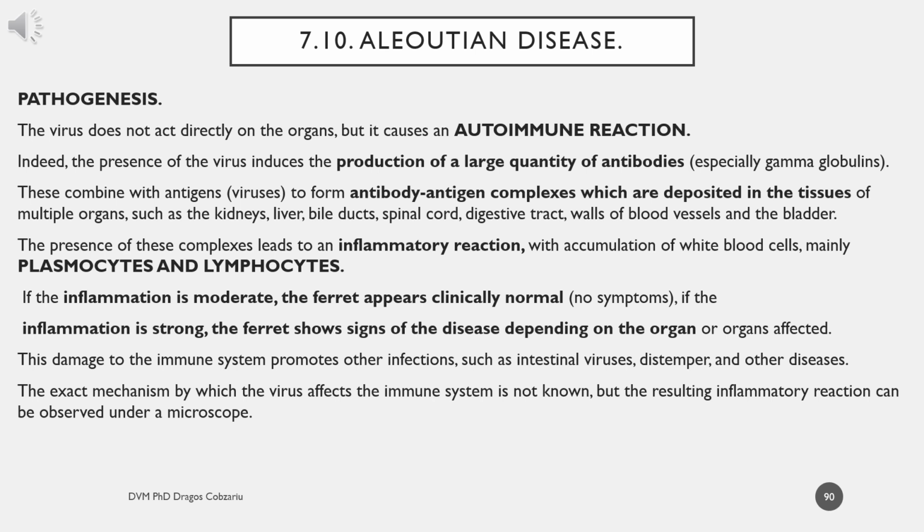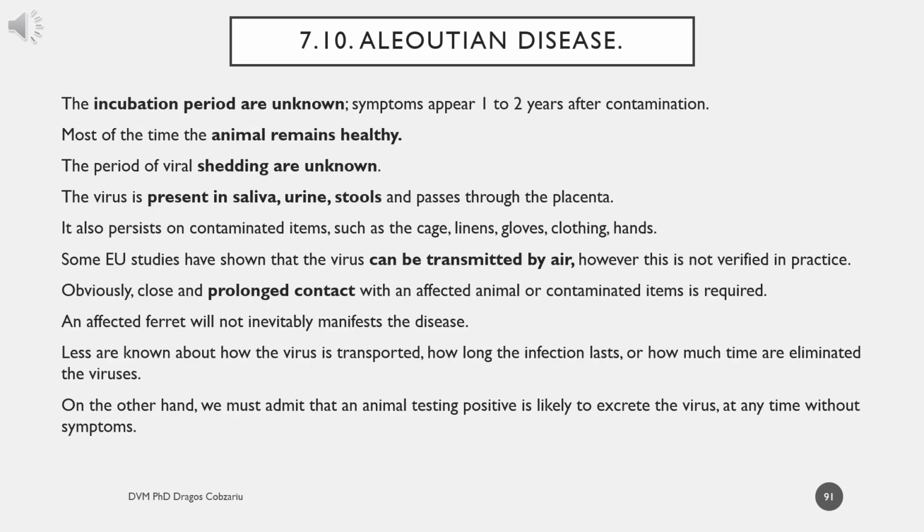This damage to the immune system promotes other infections, such as intestinal viruses, distemper, and other diseases. The exact mechanism by which the virus affects the immune system is not known, but the resulting inflammatory reaction can be observed under a microscope. The incubation period is unknown. Symptoms appear 1 to 2 years after contamination.